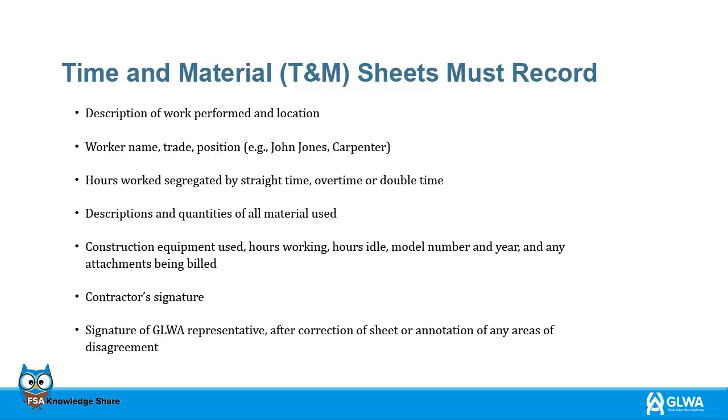You need to list construction equipment that was used, the hours working, any idle time, model number and year of the equipment, and any attachments that are being billed. The contractor's signature needs to be on the time and materials sheet along with the signature of the GLWA representative, after correction of the sheet or annotation of any areas that were disagreed on.